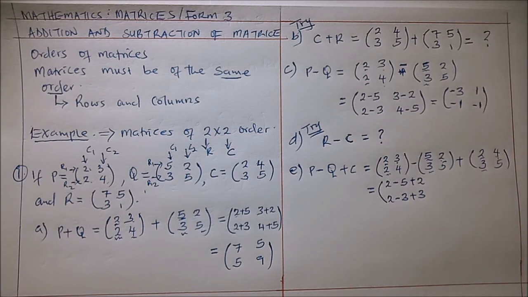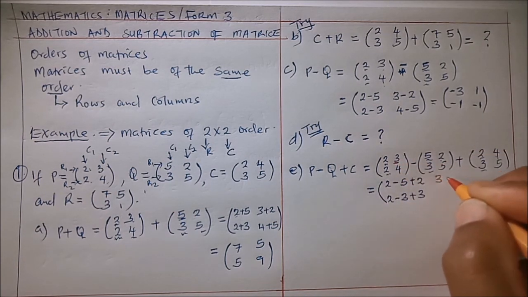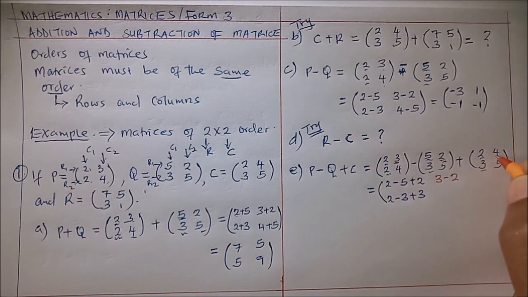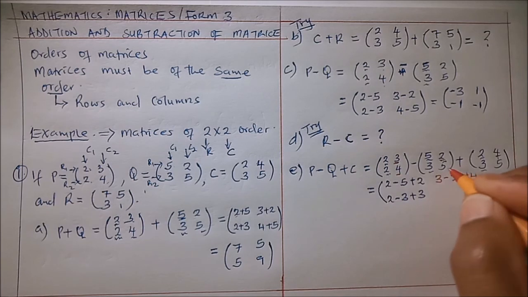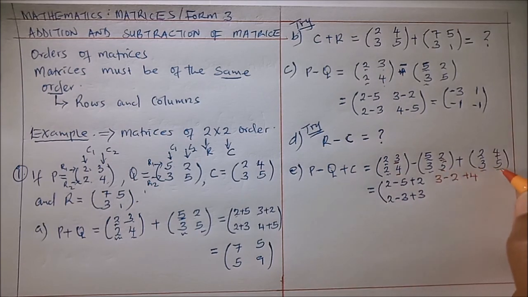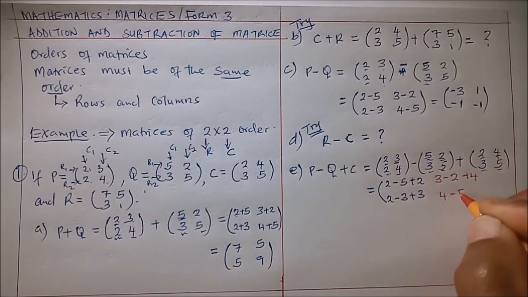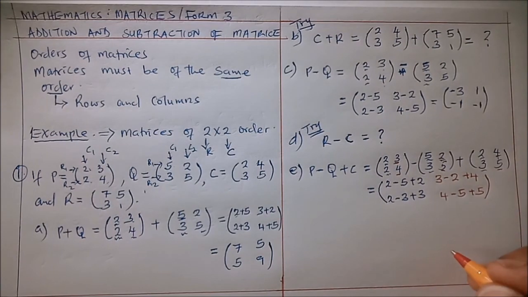So if I work out that, I'll have my 3 here minus my 2 here, then plus my 4 here. Then I leave a space again. I look at my 4, my 5, and my 5. So it will be 4 minus 5 plus 5. Then I put the brackets. So what am I going to get in that case?